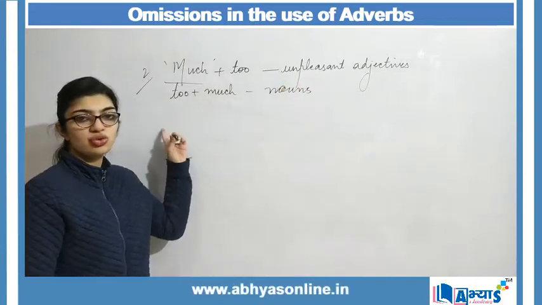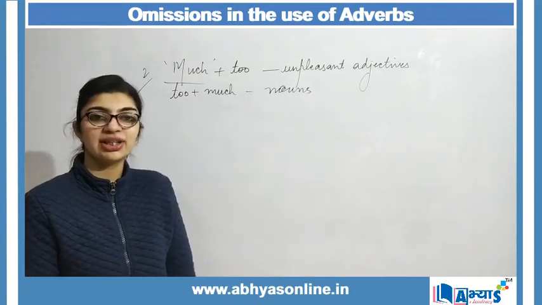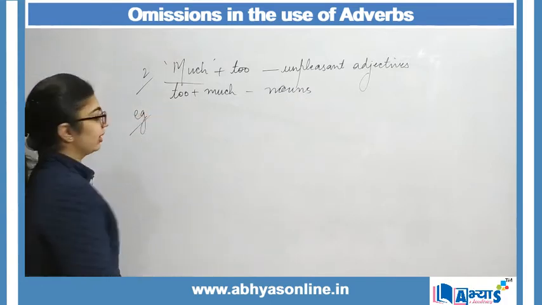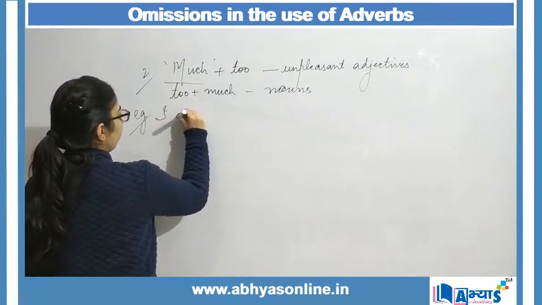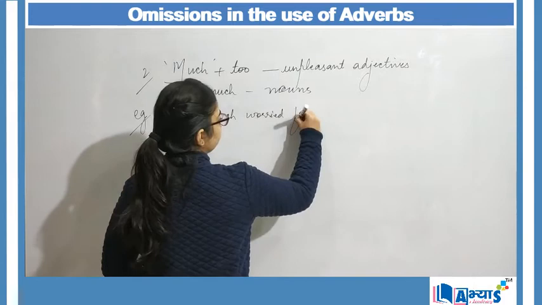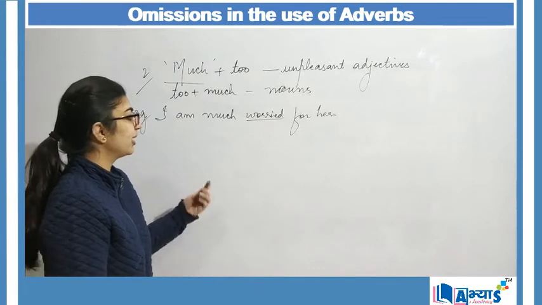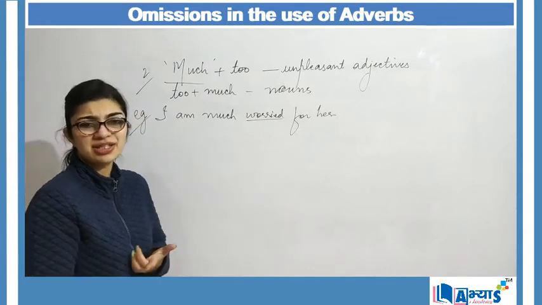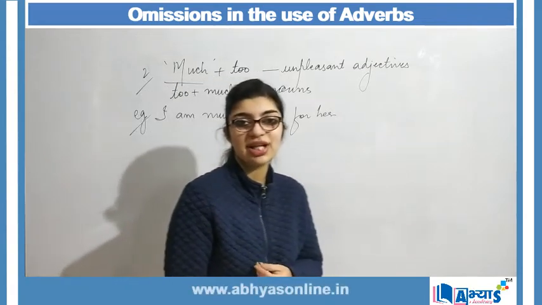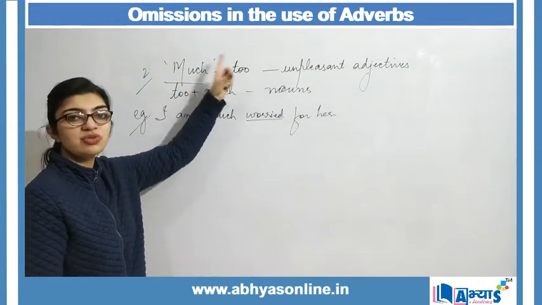Nouns are used for to plus much, and much plus to will have unpleasant adjectives with them. So now an example over here can be: I am much worried for her. Here worried is again an adjective, but this adjective shows an unpleasant situation. Why? Because worry is not when we are very happy. Worry is the time when we are sad. So again, unpleasant. With unpleasant, I said much is used with to.